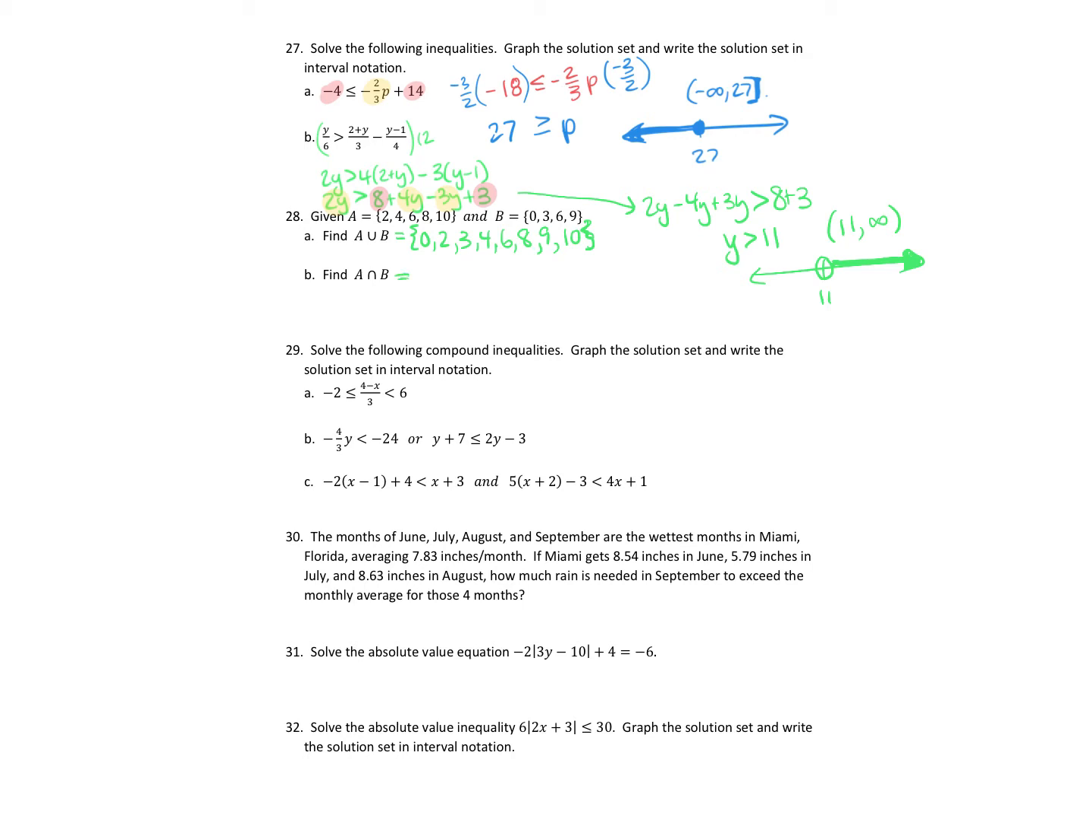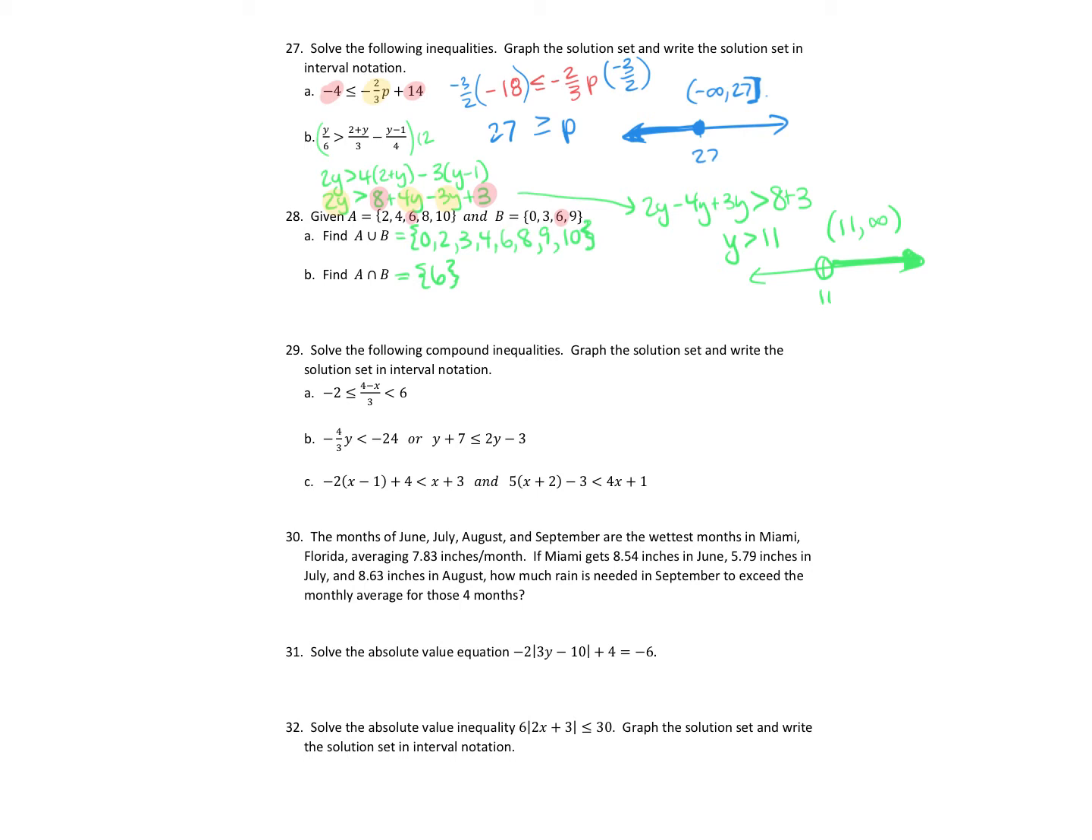The intersection would be only the elements that occur in both sets. So if I look at the elements that occur in both sets, I see a 6 in both sets. So the only element that occurs in both sets is 6. So it'll be just the singleton set 6.